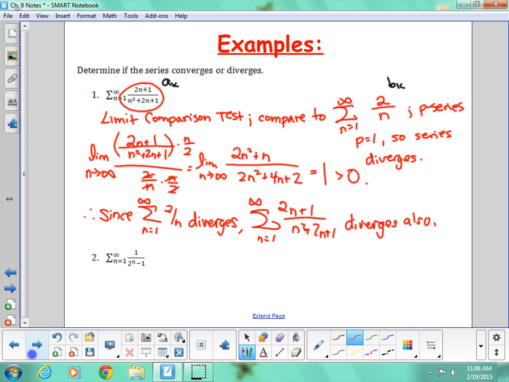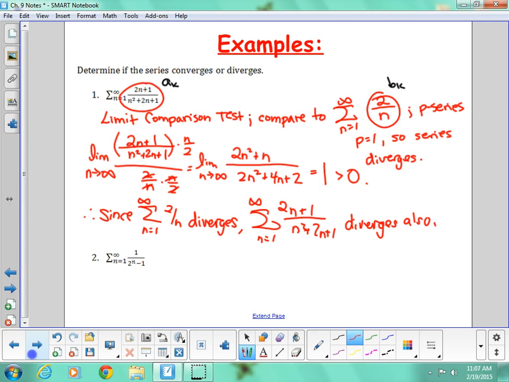Why is 2 over n helpful to compare to? Because it's easy, it's a p-series, and p is equal to 1, so the series diverges. So I'm comparing this one to one that's fairly similar, just not as complicated, and it diverges. Could I say this one is always greater than, always less than? I didn't want to do the direct comparison test.